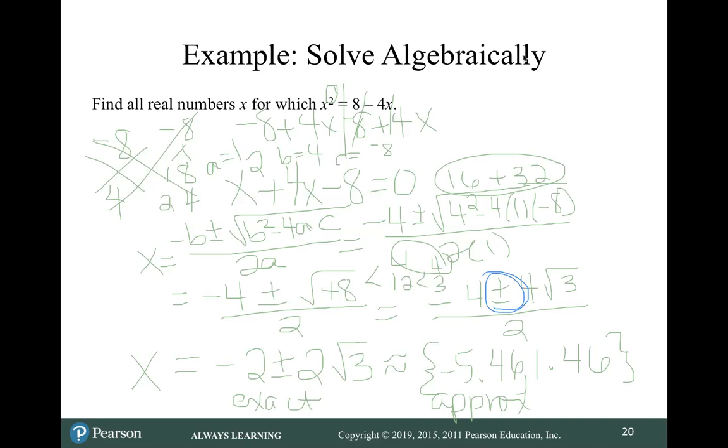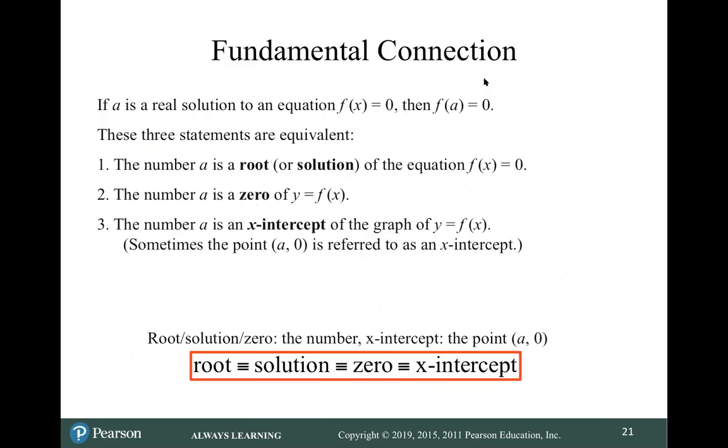Okay, let's take a look at our next slide here. So next we want to look at our fundamental connection. We just solved an algebraic expression or an equation, and we got an answer. That answer we call a solution, okay? And then we can also call that answer a root. Now, where does that come from? Well, it comes from actually the graphical interpretation of this same problem. So if we were to think back, we solved that equation, we got two answers.